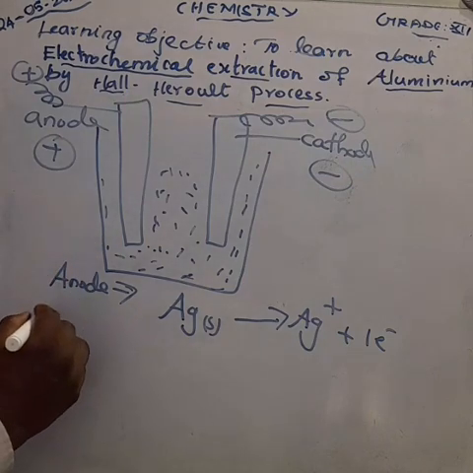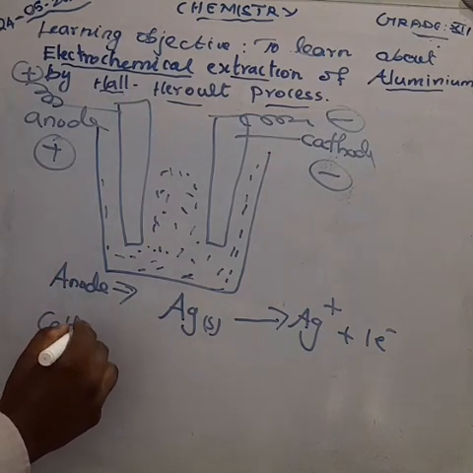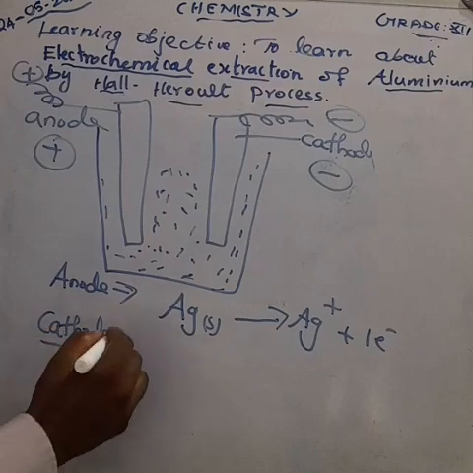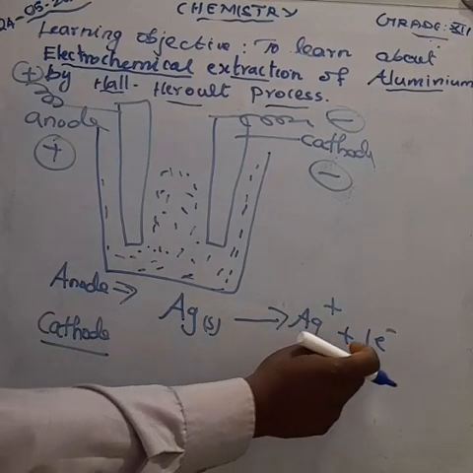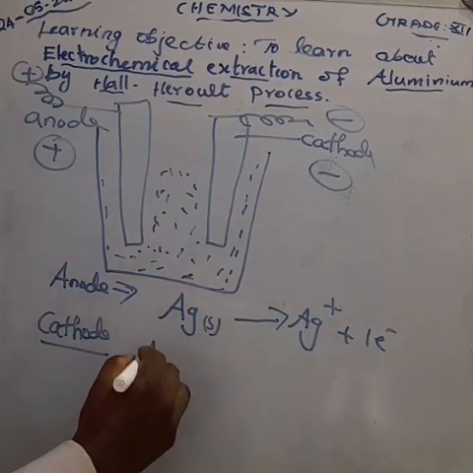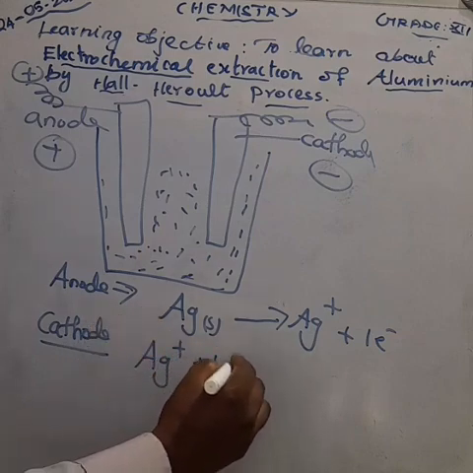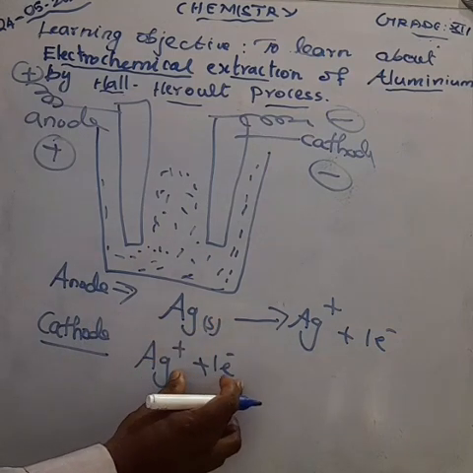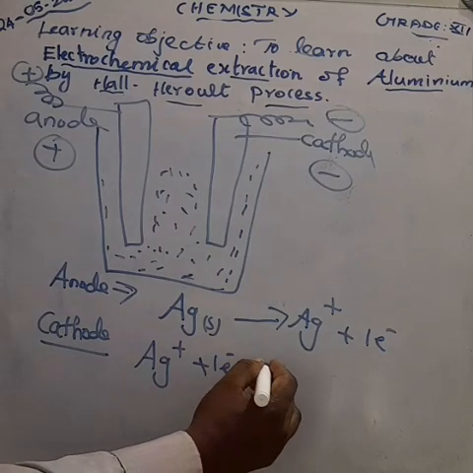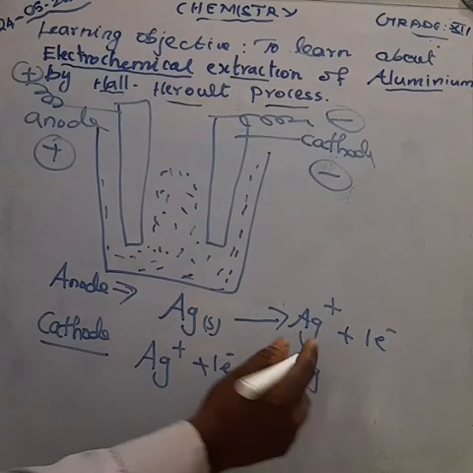Reaction at the cathode: Ag plus ions, aqueous, gain one electron. That is adding one electron. We get Ag, that is silver metal.